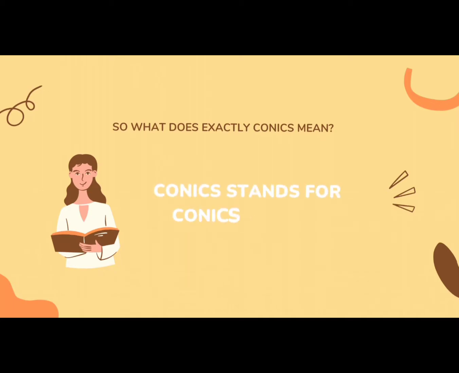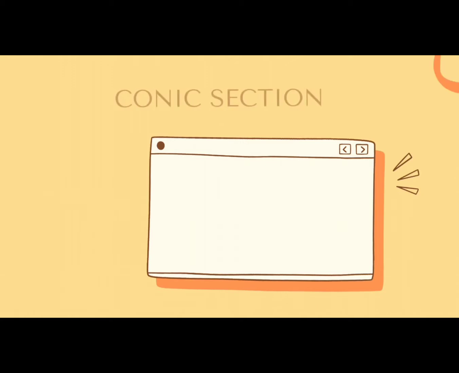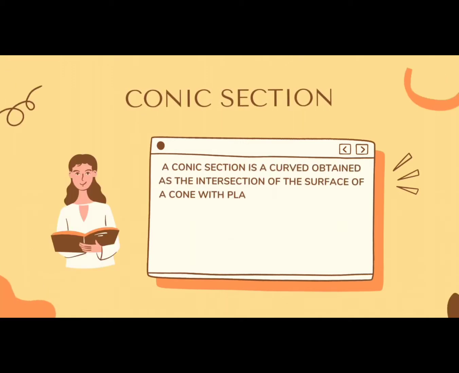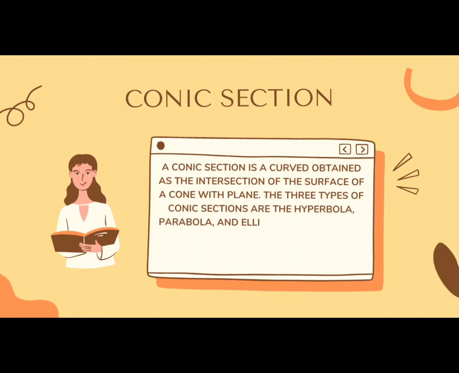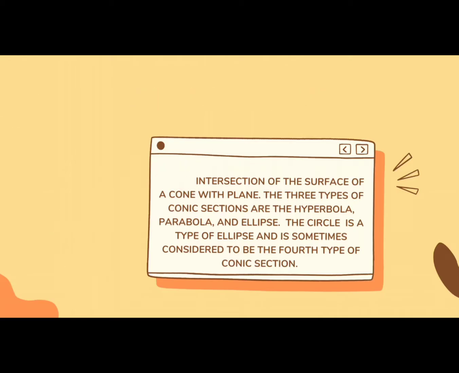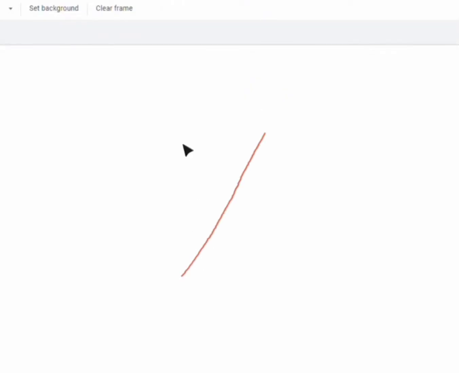Conic stands for conic section. A conic section is a curve obtained as the intersection of the surface of a cone with a plane. The three types of conic sections are the hyperbola, parabola, and ellipse. The circle is a type of ellipse and is sometimes considered to be the fourth type of conic section. Here are the parts of the circular cone.